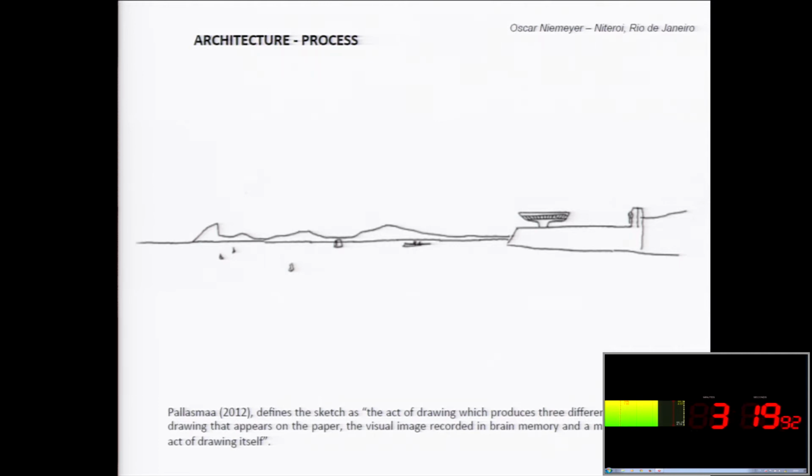This process of creation, as Pallasmaa says, produces three different kinds of images. The drawing that appears on the paper, the same we can see here of architect Niemeyer, and also a visual image recorded in our brain and a muscle memory of the act of drawing itself.